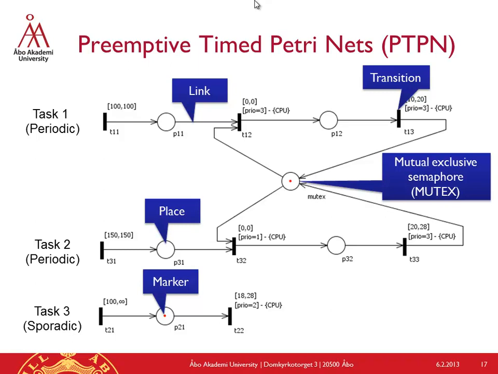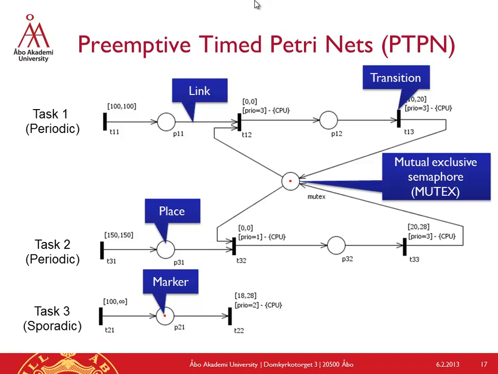With this particular slide, this example, you see a model of three real-time tasks with preemptive time Petri nets. The first two tasks are periodic, and the last one is a sporadic task. How can you see it? With these numbers: 100, 100, 150, and 50, and 100 and infinity. These are limits for the period of these tasks. So these first two tasks have a strict period, and the last one contains a minimal period, but does not contain a maximum period.